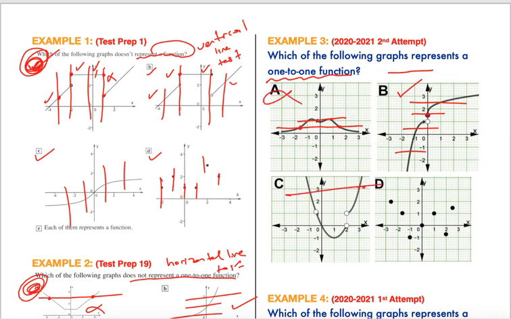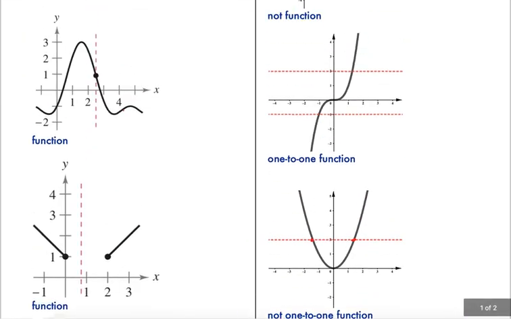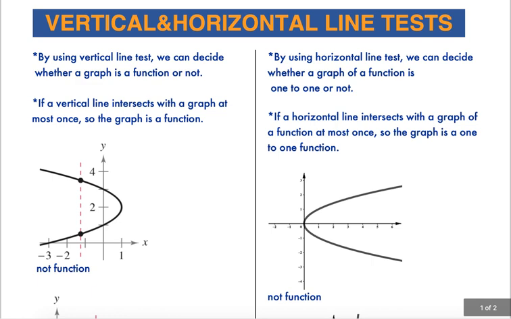Option C, 2 points, 2 points. So it doesn't represent a function. Option D, here 1, but here 2 points. So it doesn't represent a one-to-one function. Only option B, no matter where you put the horizontal line, it is crossing the function at most once. So we should remember the rules. If a horizontal line intersects the graph at most once, then it's one-to-one.